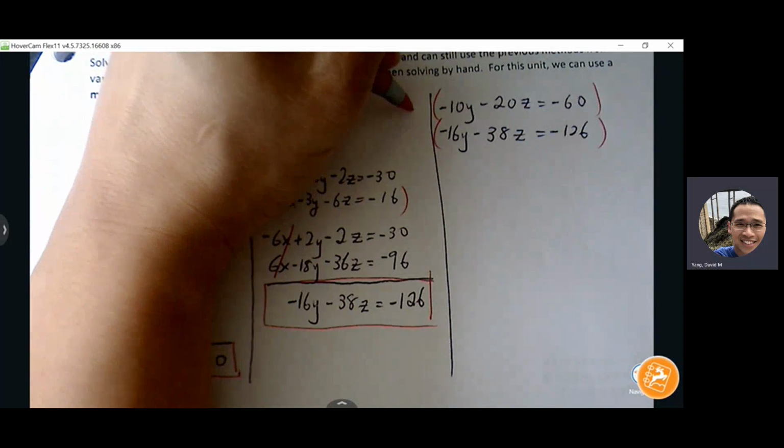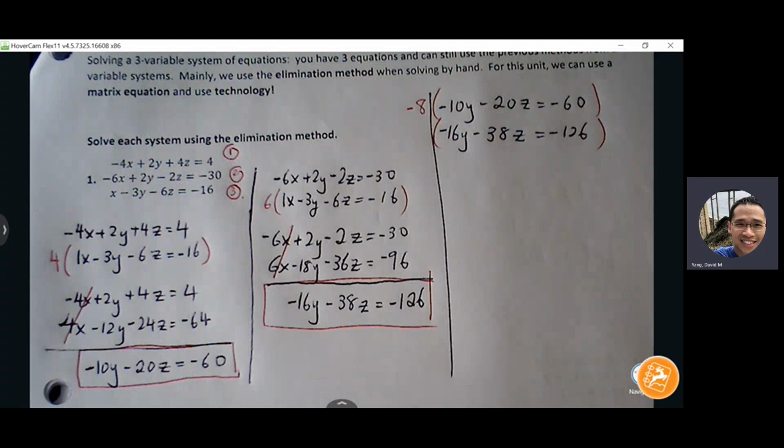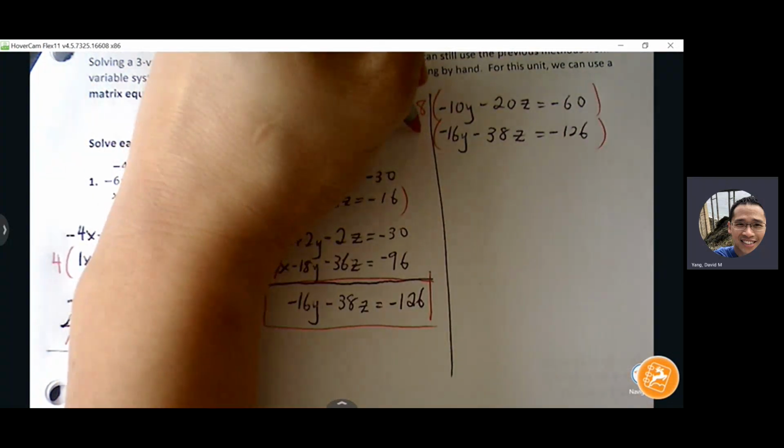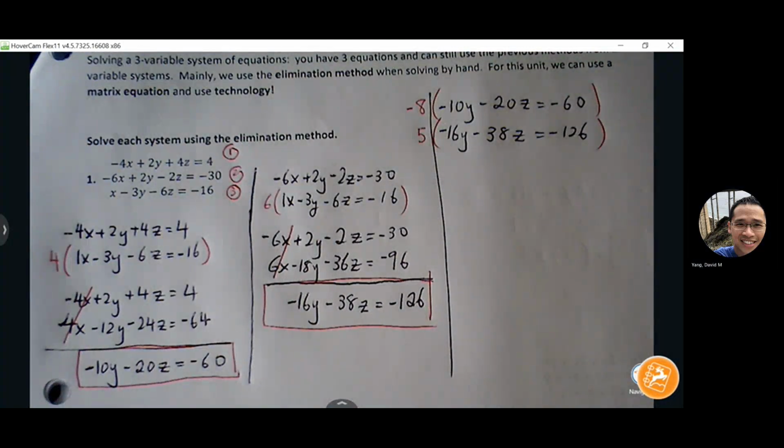Let's say I choose to multiply the top one by -8. That way I can target that y to be a positive 80. And the bottom one I'll multiply by 5. 5 times -16 is -80. So I have a positive 80 and negative 80. That's great. I can get it down to just solving for z.